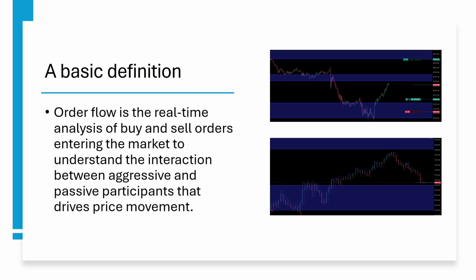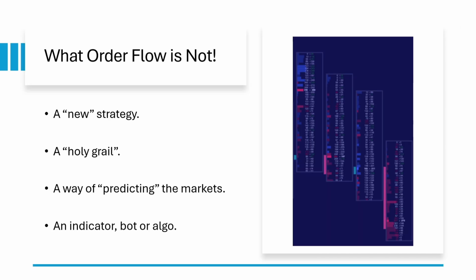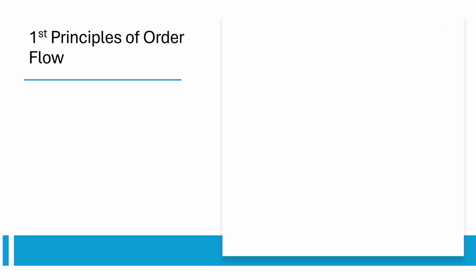Order flow, as I said, comes back to this basic definition. It is the real-time analysis of buy and sell orders entering the market at your key levels. So it's not a strategy. It's not a way of predicting the market. It's not an indicator. It's not an algo or a bot, right? But we're just going to go over basic first principles.